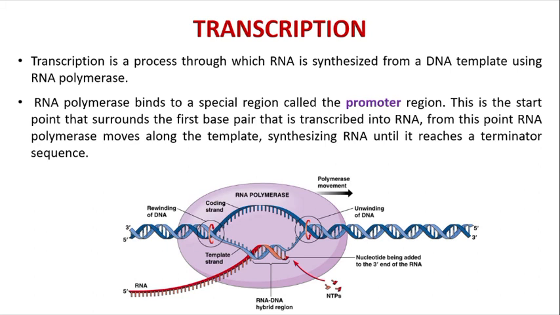Transcription actually is a process through which RNA is synthesized from the DNA template by using the enzyme RNA polymerase, simply called mRNA from the DNA. So that is called transcription. Here the enzyme used is RNA polymerase. RNA polymerase binds to a special region called the promoter region. Usually the promoter is the starting point where the transcription starts.